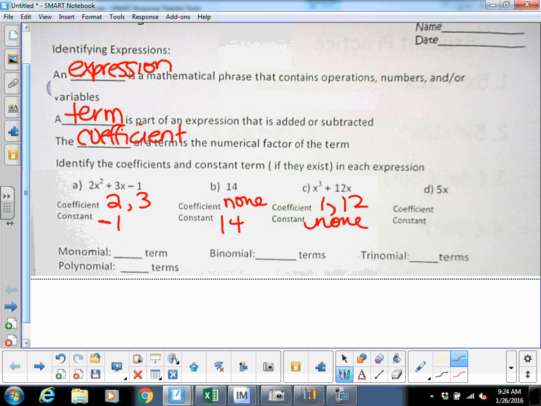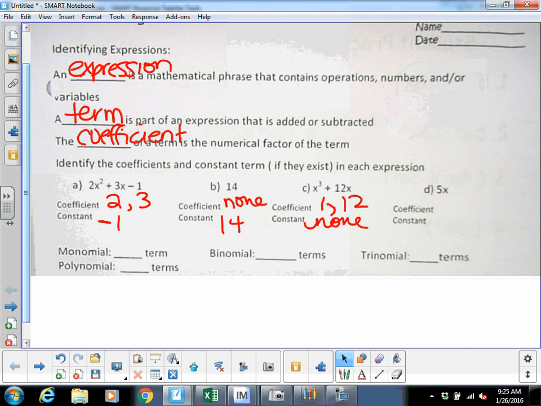If I say x, how many x's do you have? 1. It's 1x. We don't write understood 1s. All right, so on the last one, is there a constant? No, what's our coefficient? 5.